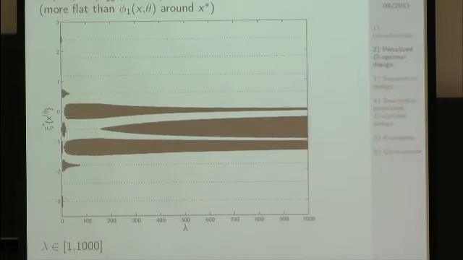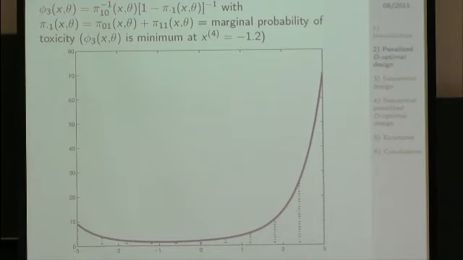Okay. We can even decide to put more stress on avoiding toxic doses. So here we have a cost that gives more importance to toxicity avoidance. So this is the cost here. We multiplied the first one I had by this thing, which is the inverse of the probability of toxicity. And then the new cost function looks like that.